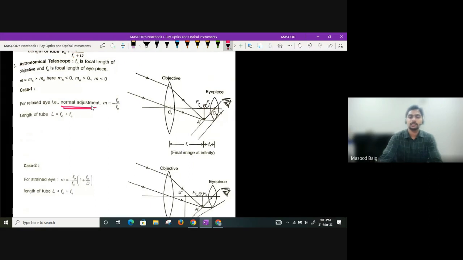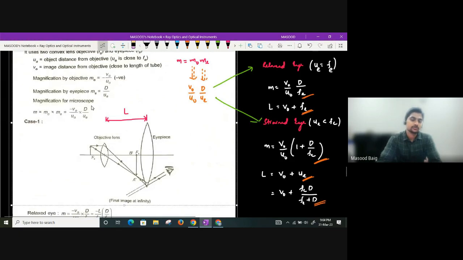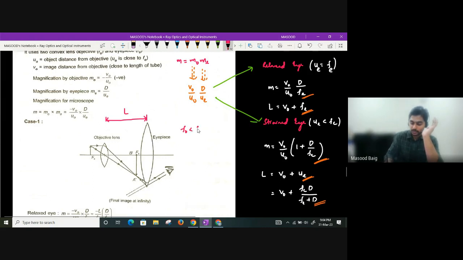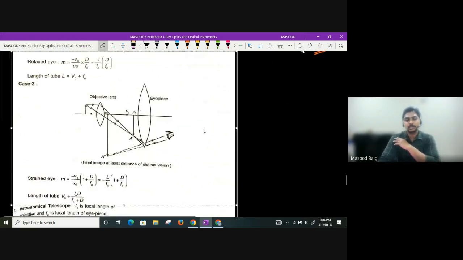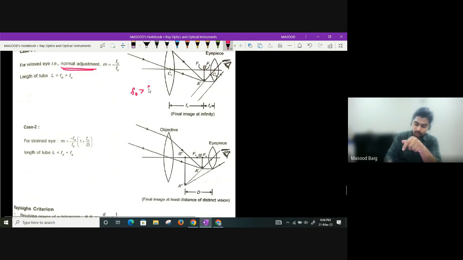What is the difference between telescope and microscope? One major difference. You see, in case of microscope, objective lens is smaller. So what will f naught value be here, guys? Focal length of objective will be less than focal length of eyepiece in case of microscope. Whereas in case of telescope, objective lens is larger, guys, as you can see. So what we can write here, focal length of objective will be more than focal length of eyepiece. Again, two formulas. One is relaxed eye, other is strained eye. In relaxed eye condition, magnification will be f naught by fe. Length will be f naught plus fe. Okay.